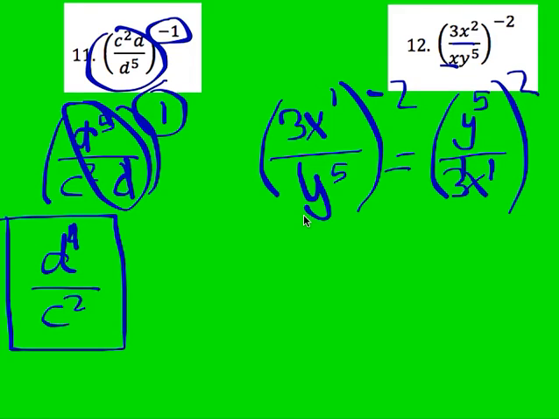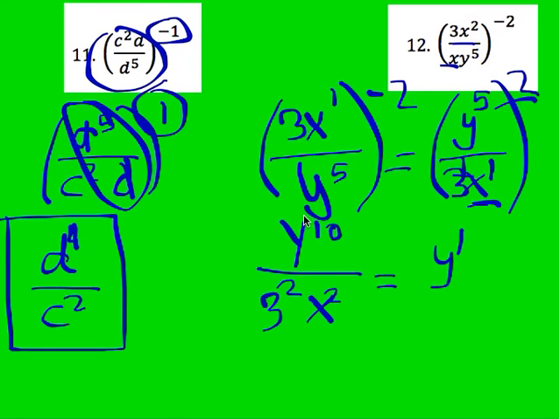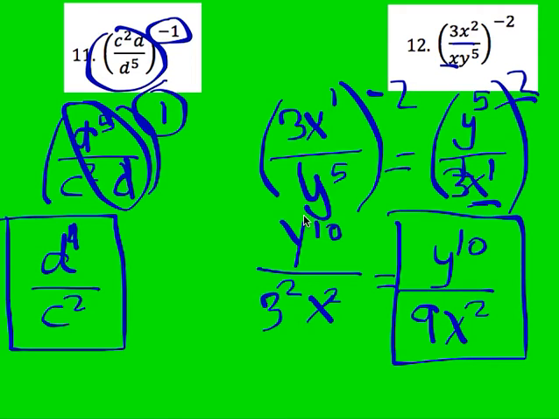Okay? Now it's important to remember that that 3 has an exponent of 1, the x has an exponent of 1, and the y obviously has an exponent of 5. Now when we take a power of a power, we need to multiply our exponents. So here, y to the 5 times 2 is going to give me y to the 10th. And then 3 to the 1 times 2, that's going to give me 3 squared. X to the 1 times 2 is going to give me x squared. So the last thing I need to do is figure out what 3 squared actually is. Well, 3 squared is the same as 3 times 3, so that's 9. And then that's going to be x squared. So our answer is y to the 10th divided by 9x squared.